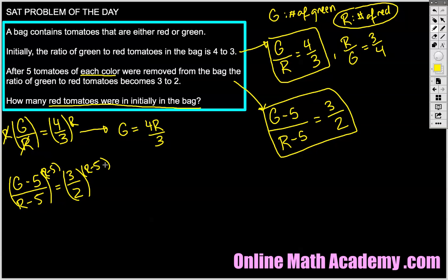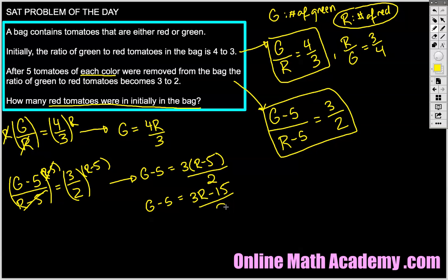That maintains the equality. Multiplying something that's already equal, the same on both sides, maintains the equality. Basically we do that so we get rid of the r minus 5 down here, and it becomes g minus 5 equals 3 times r minus 5 over 2. Okay, let's simplify this a little bit. I'm just going to simplify the right-hand side, so it's going to be 3r minus 15 over 2. I just distributed the 3 to the r and the negative 5.